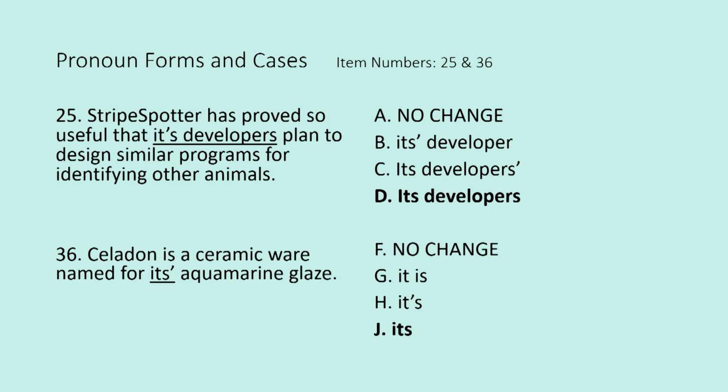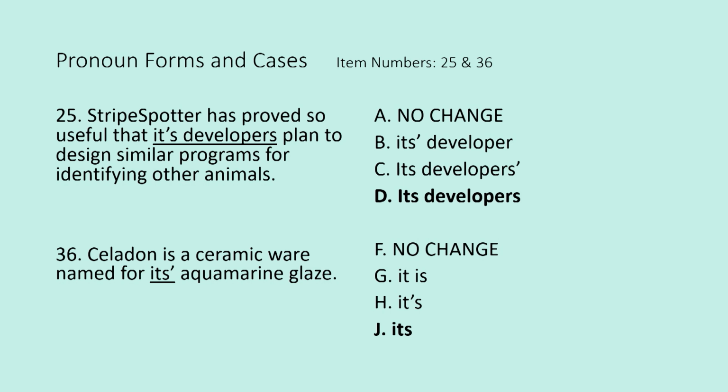Now let's look at pronoun forms and cases. There are 2 items for pronoun forms and cases. So let's look at number 25, and then I'm going to let you do 36 with a partner. Stripe Spotter has proved so useful that its developers plan to design similar programs for identifying other animals. Well, I see IT apostrophe S.